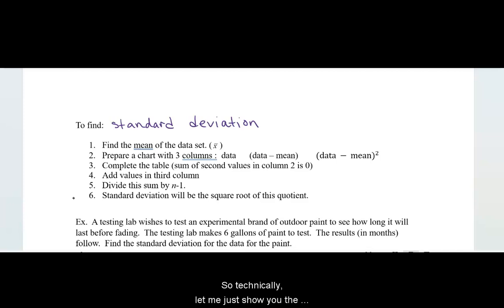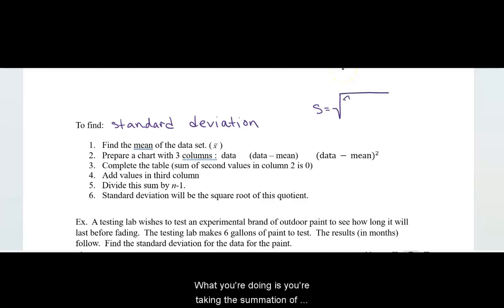So technically, let me just show you the formula for standard deviation. Remember when we did the mean, we used this summation symbol, right? So we're looking at the summation of, and then we're going to take the square root. And actually, I'm going to erase that. I need to make that smaller. That was way too big.